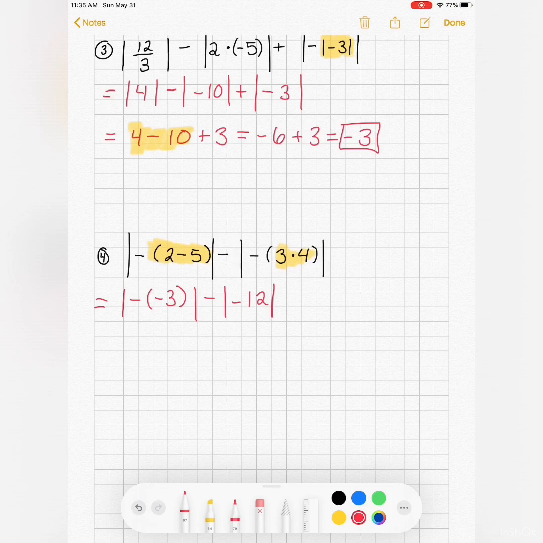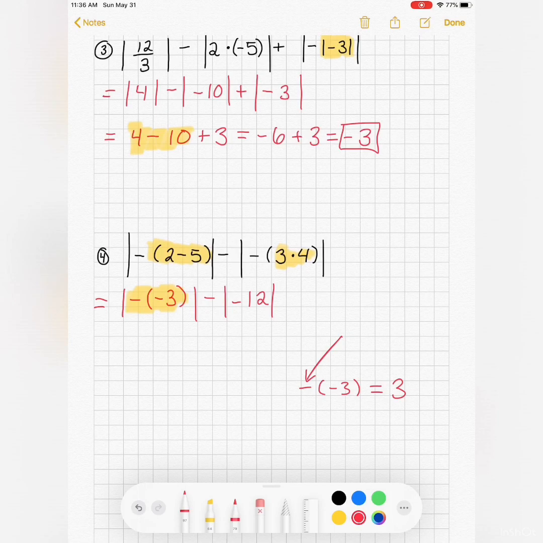Okay, now how does this work? So here I have a double negative. Do you remember how this works? So I have negative of negative 3. A couple ways I can think about that. Another way of thinking about negative is the opposite. So this says the opposite of negative 3. The opposite of negative 3 is positive 3. That's kind of how I think about it.